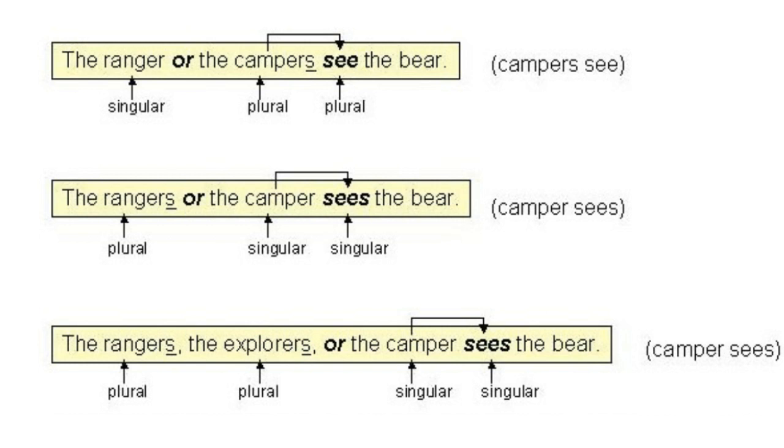Look at the third example. The rangers, the explorers, or the camper sees the bear. In this case also, even if three subjects are given, we consider only the subject which is nearer to the verb, which is closer to the verb, that subject, the camper. It's in its singular form. That's why we used the verb also in its singular form. Camper sees. I think you understood.